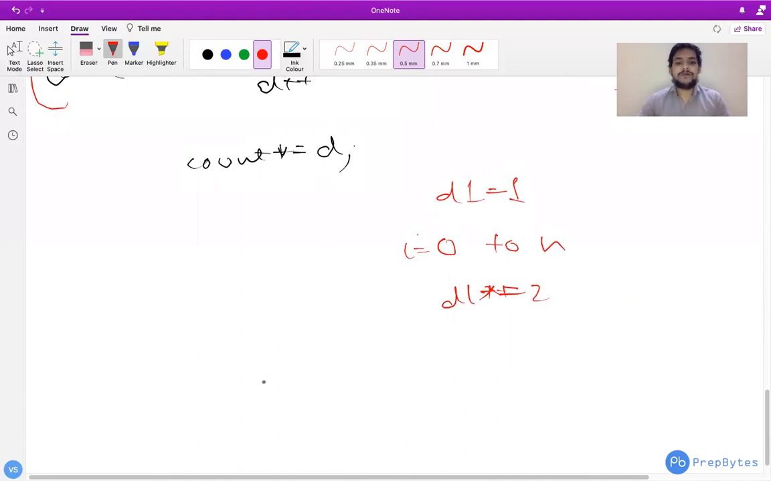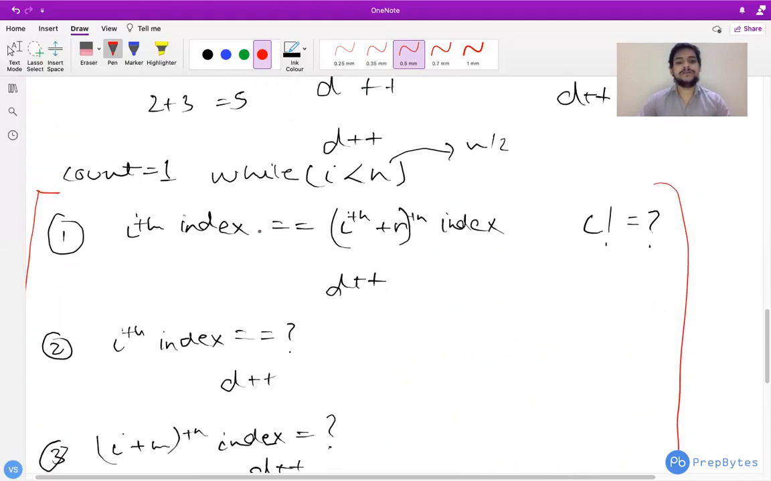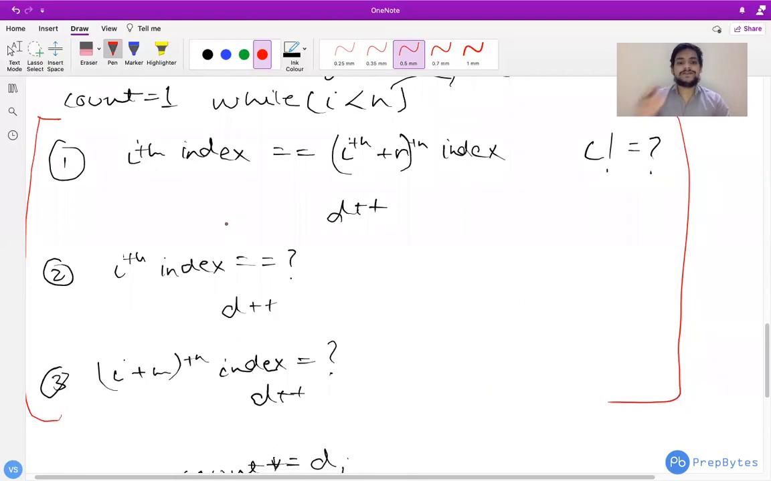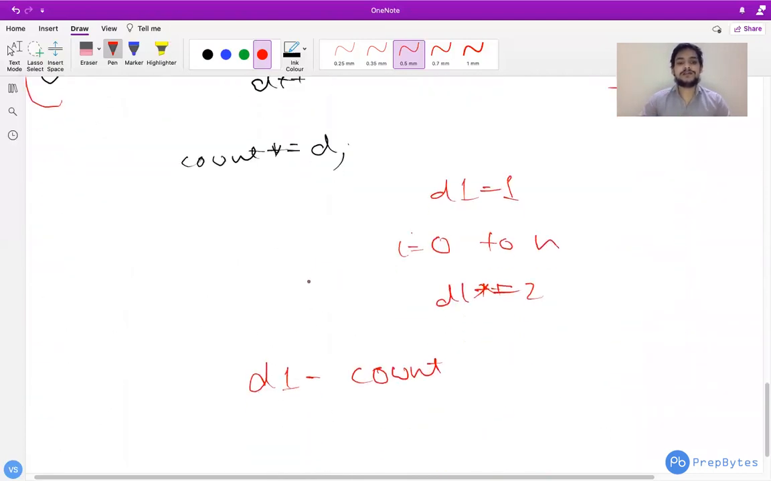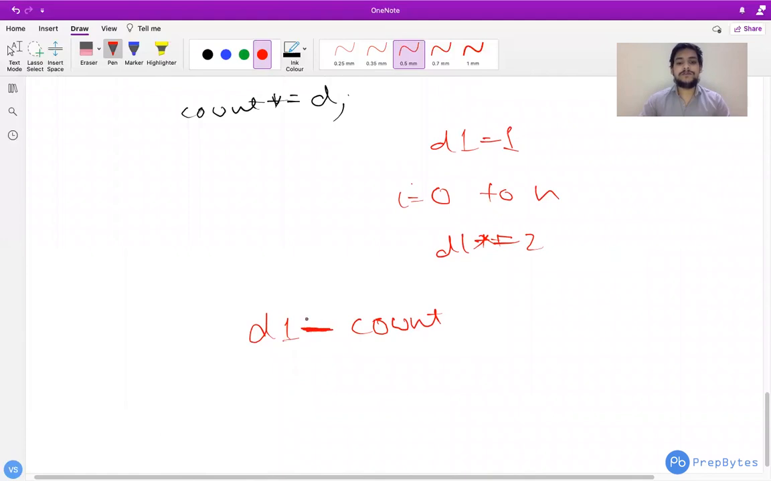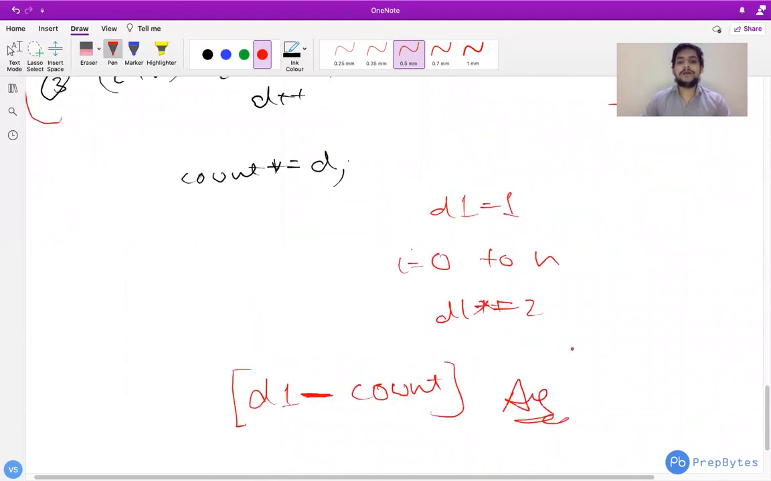And at last what we will do is d1 minus count. After this we will perform this while loop. This while loop checks the half string where we are getting the equal answer, and at last we will print d1 minus count, which will be our answer. So this was the approach that we can do.